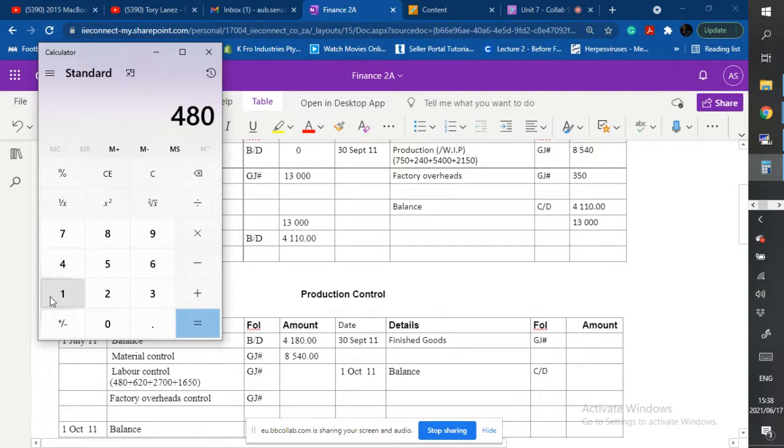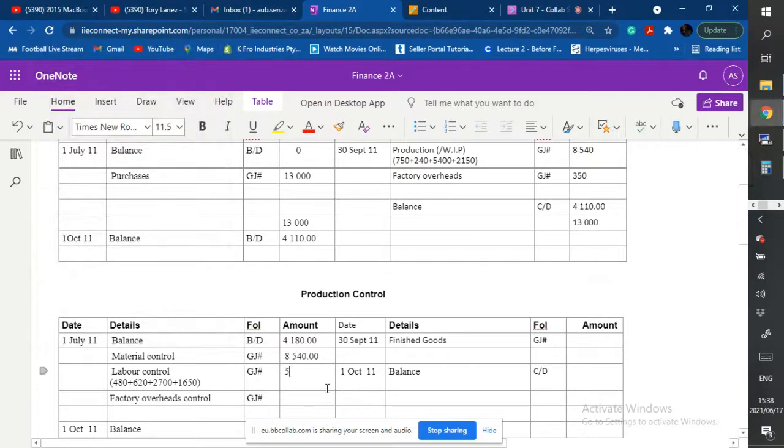So 480 plus 620 plus 2700 plus 1650. Okay, so we get 5,450. Okay, done. And then here, factory overheads control. Okay, how do we then calculate this?